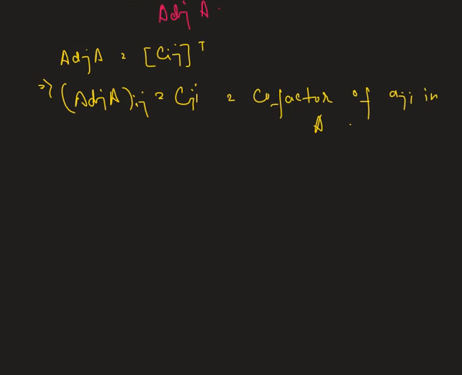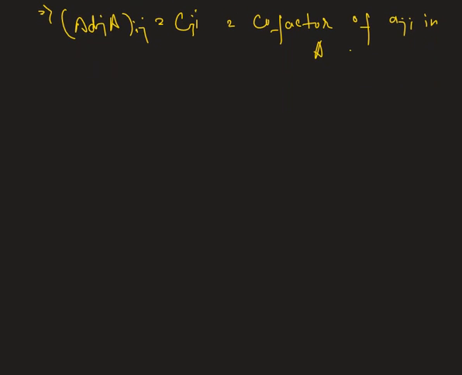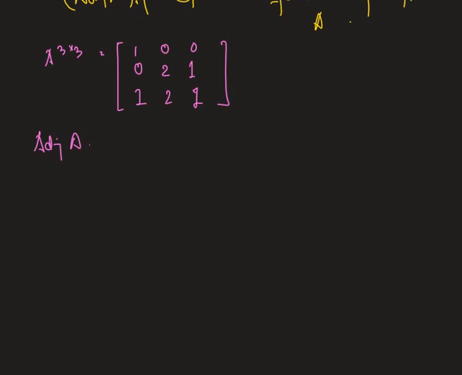Okay, now with an example it will be more clear. Suppose we have a matrix of order 3 cross 3 like this: 1 0 0, 0 2 1, 1 2 1. Now we need to find the adjoint of A. So what we first do, we need to find the cofactors. So let us start with the cofactor matrices.